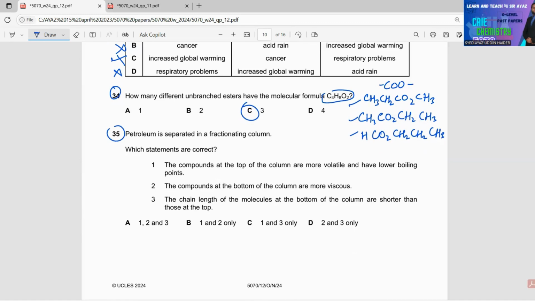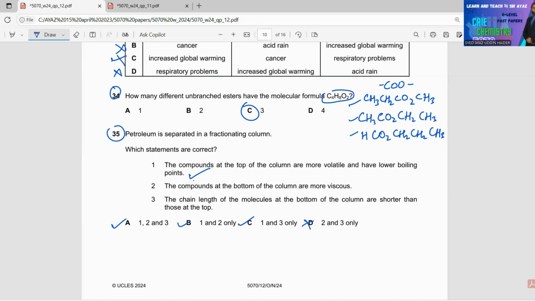35. Petroleum is separated in a fractionating column. Which statements are correct? The compounds at the top of the column are more volatile and have lower boiling points. This statement is correct. If 1 is correct, so A, B, and C, they all are correct. D is incorrect. Now let's see the other statements.